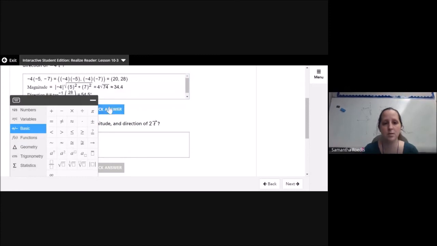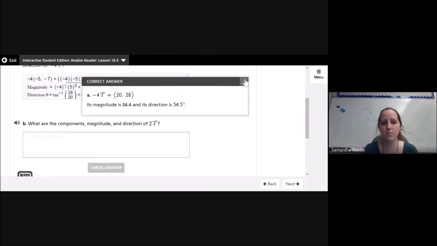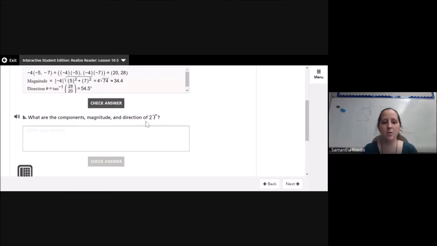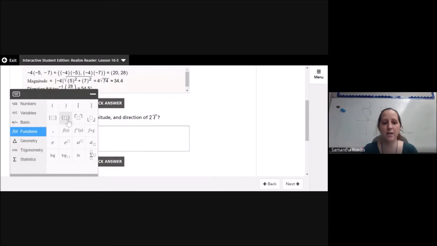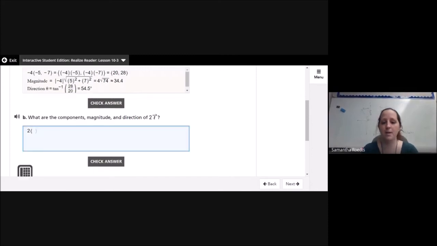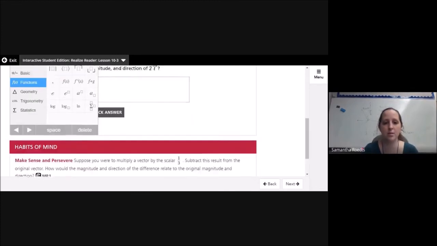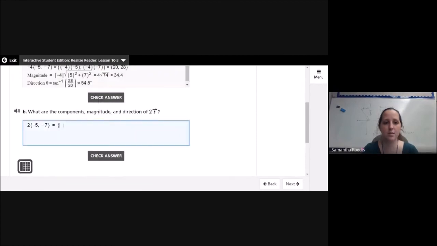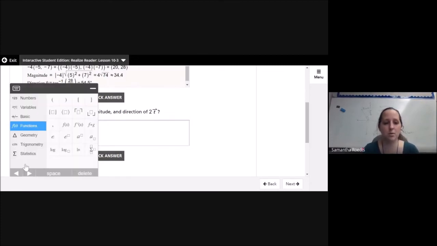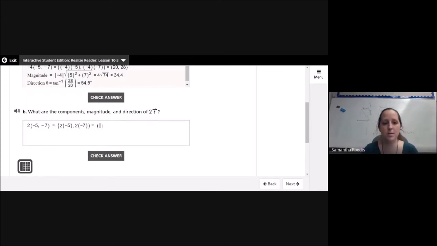Okay, I'm going to do the same thing with 2 times t. So I'm taking 2 times the vector -5, -7. So that's going to give me 2 times -5, 2 times -7, so equals -10, -14.